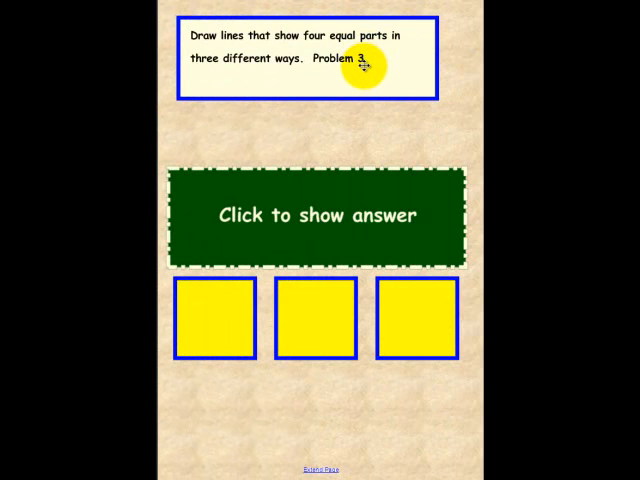Problem 3. We should have a student up at the video. In this one, we're going to draw lines that show 4 equal parts in 3 different ways. You'll notice that we have a square here, here, and here. If you would, please pick up a marking device and draw lines to divide the square into 4 equal parts 3 different ways. Please do that now.